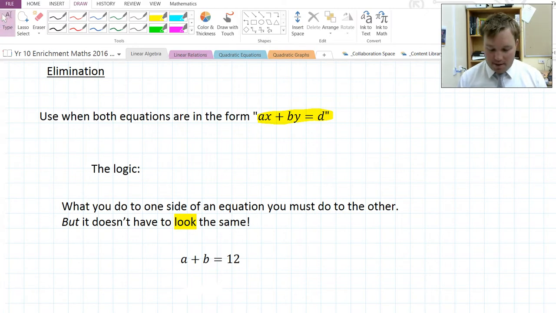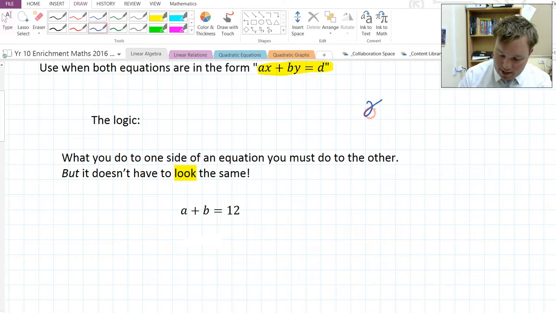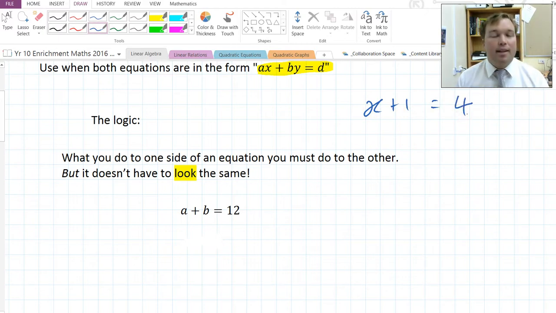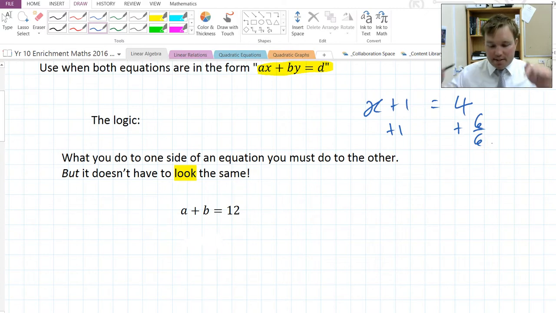Now, the logic behind this is that what you do to one side of the equation, you must do to the other. You're used to that, but what you do to one side of the equation doesn't have to look the same as what you do to the other. It has to be the same, but you don't have to make it look the same. One example for this would be if I had x plus 1 equals 4, clearly x is 3, but I could add 1 to this side, and now, because I've added 1 to that side, I must do the same on the other side. But should I feel like it, I could add 6 over 6, because 6 over 6 really is another way of writing 1. So I've done the same thing to both sides, but it doesn't necessarily look the same.